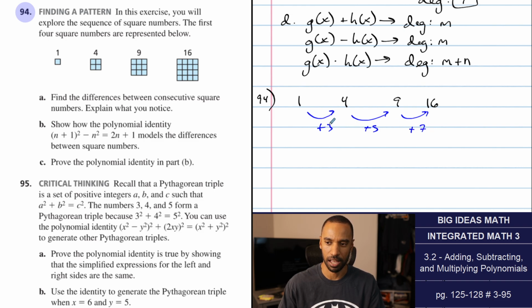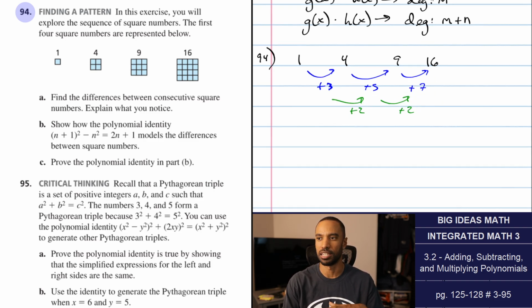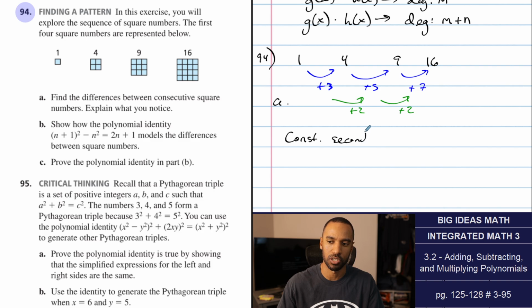I don't know if they're telling us to notice that they're just odd numbers or that their second differences are constant. Remember the plus 2 thing? So they have constant second differences. That can be a part of what we notice. So I'll say constant second differences, or they might mention something about the odd numbers as they go up. I don't know which one.